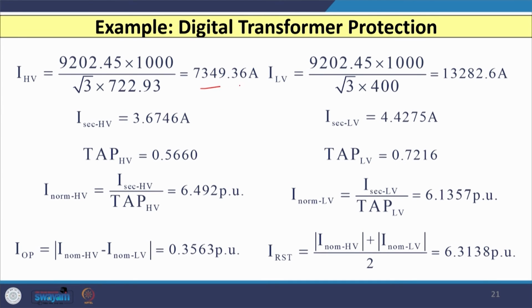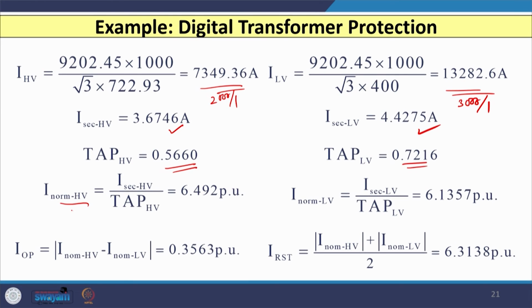Now, with these two currents, let us again transform on the CT secondary side, by 2000 by 1 and 3000 by 1 CT ratios. So, you will have the currents, that is 3.6746 and 4.4275. We have already calculated the tap on HV and LV side.